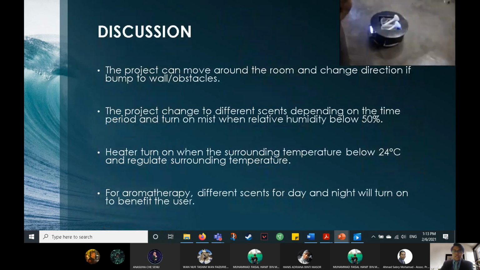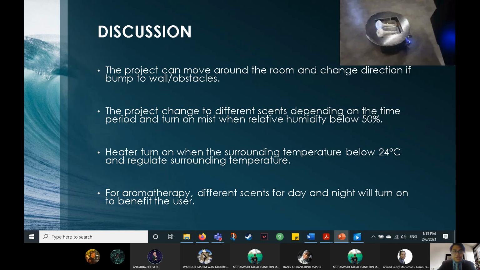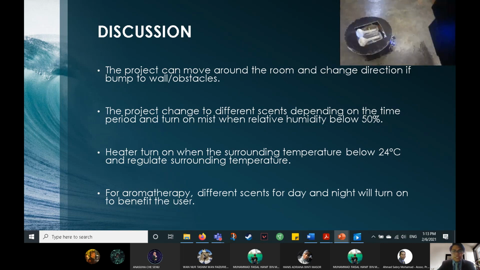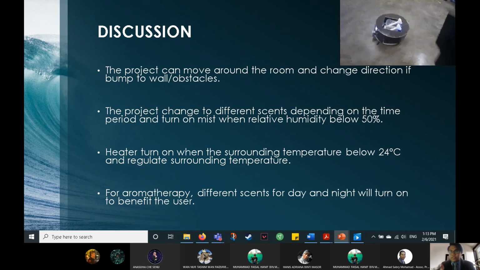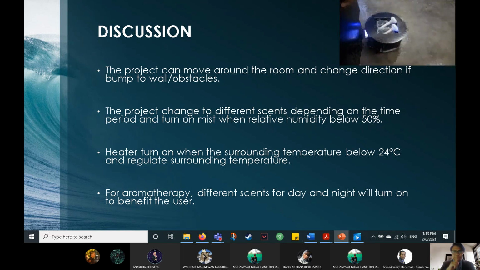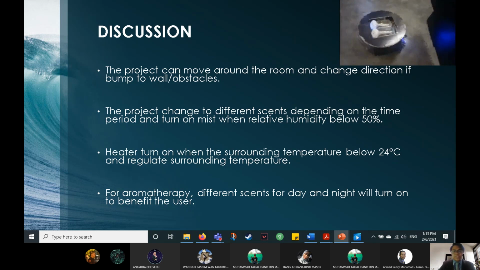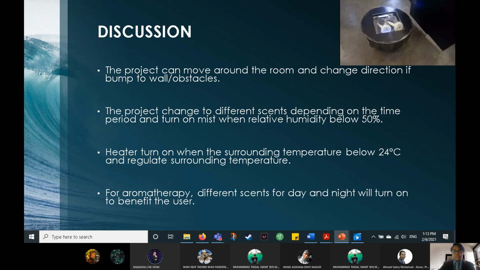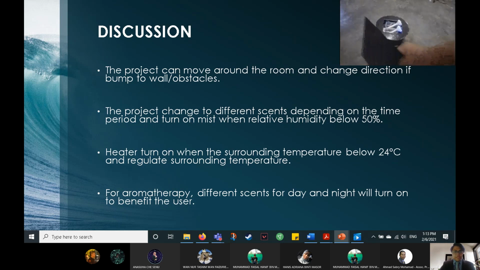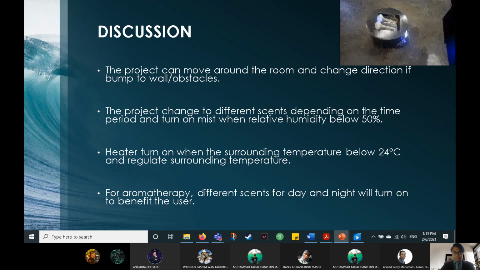So the discussion is, based on my objective, the project can move around and change direction if it bumps into the wall. As you can see, I have shown it in the video. And then the project changes the different scent depending on the time and will turn on the mist when the relative humidity is below 50. The heater will turn on when the surrounding is below 24 degrees Celsius.